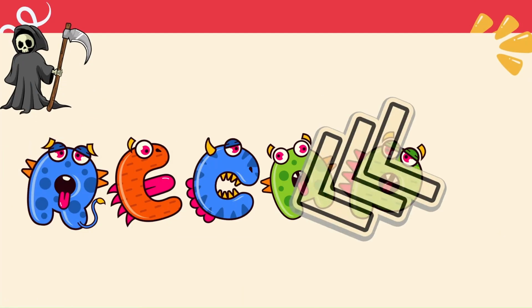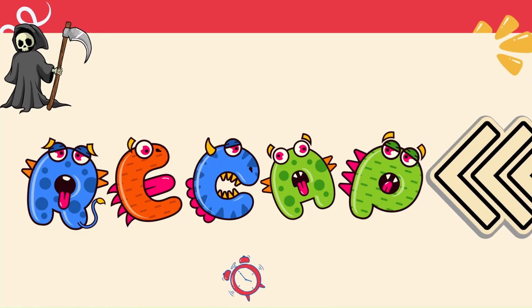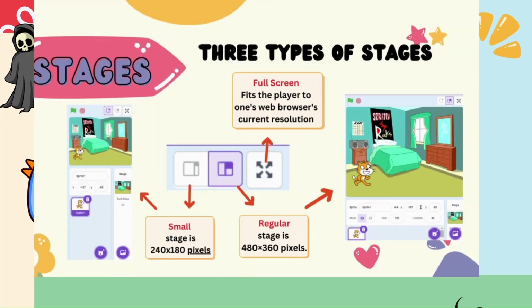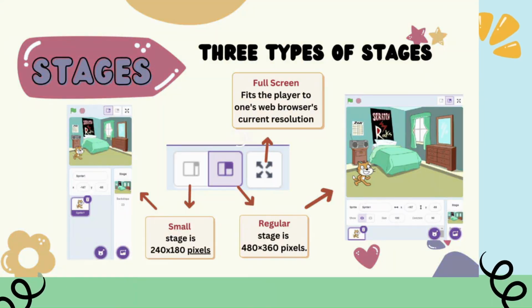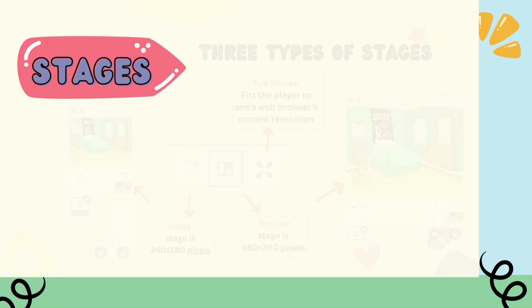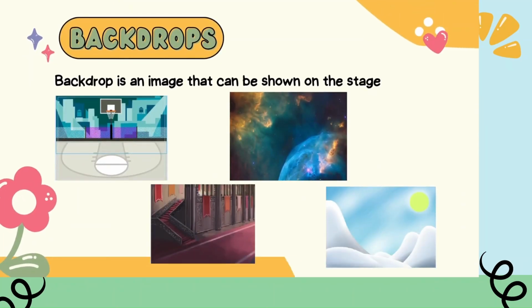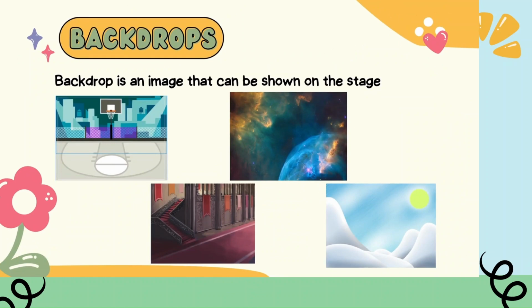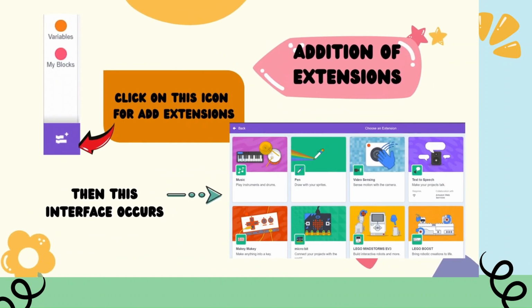So as always, let's have a recap of what we did in our earlier video so that you can remember it very well. There we talked about stages which were of three types: full screen, regular and then small. Then we talked about backdrops. What were they? They were the images that can be shown on the stage. And finally we talked about extensions, how we can add them, and now we are going to continue our journey.